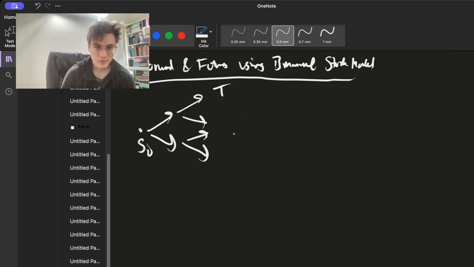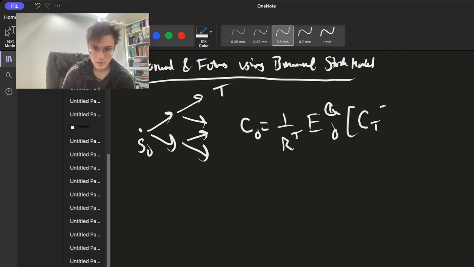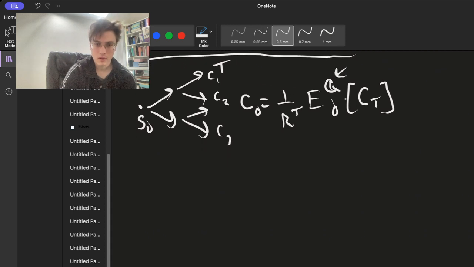The price of a derivative on this stock at time 0 is equal to 1 over R to the T, times the expectation under the risk neutral probability of the payout CT, where CT is a random variable for each of the different states. Each of these is a different state that we might end up in, and they each have a different payout, and we weigh those payouts according to the risk neutral probability Q.